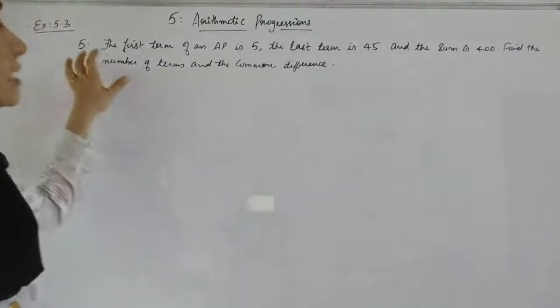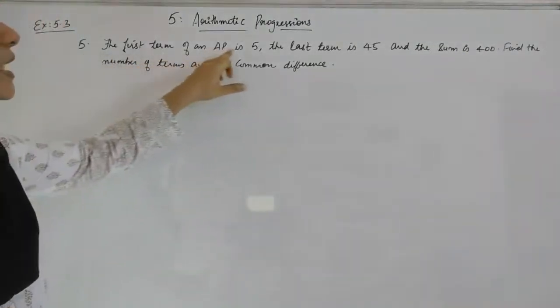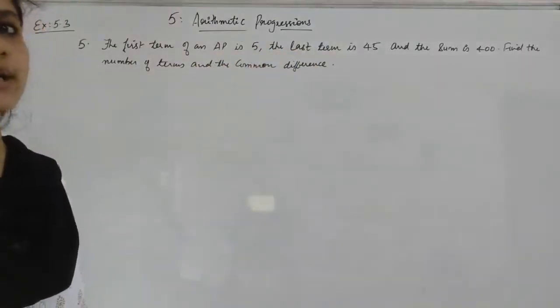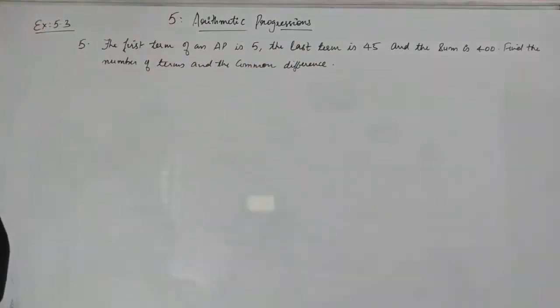Next question is the fifth one. The first term of an AP is 5, the last term is 45, and the sum is 400. Find the number of terms and the common difference. Okay, so what is given?